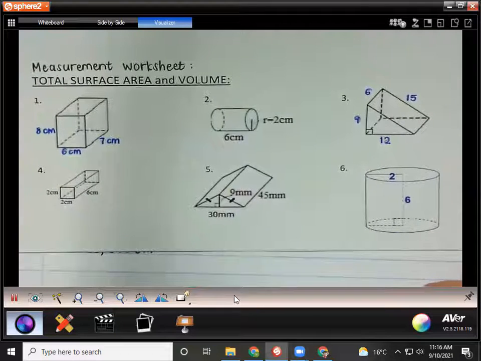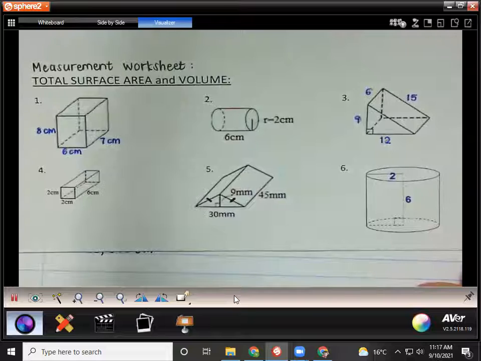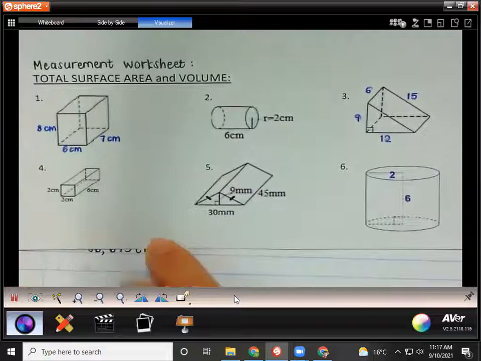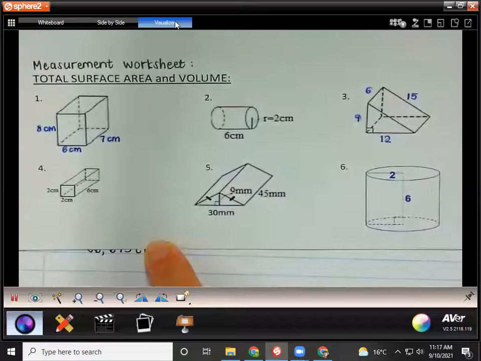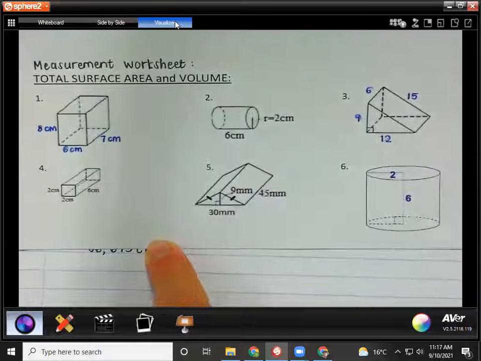Make sure your name is on it, please. Surface area is squared, right? Yes. Area is always squared, volume is cubed. Units, yes.